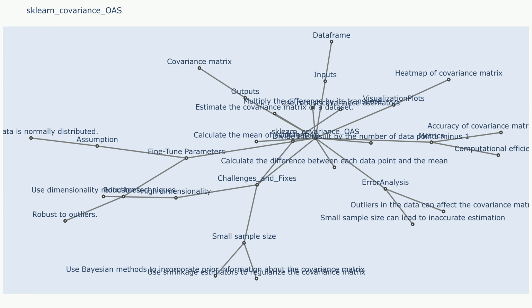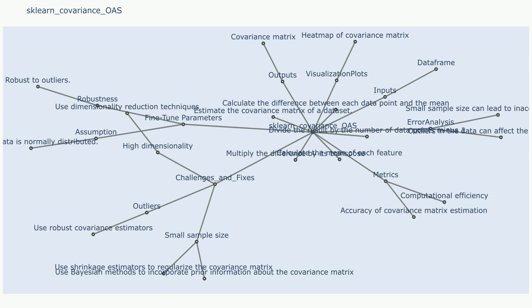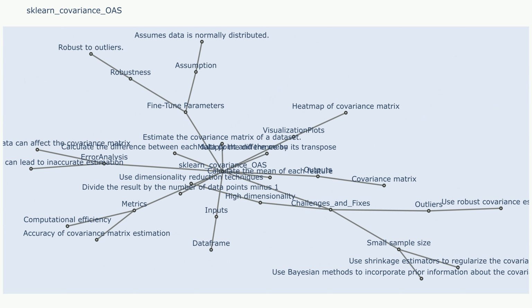Visualization plots. Visualization plot 1. Explain in detail scatter plots with ellipses. The estimated covariance matrix can be visualized using scatter plots of pairs of features. Ellipses centered on the mean of each feature pair can be plotted with radii determined by the estimated covariance, providing a visual representation of the data's correlation structure.